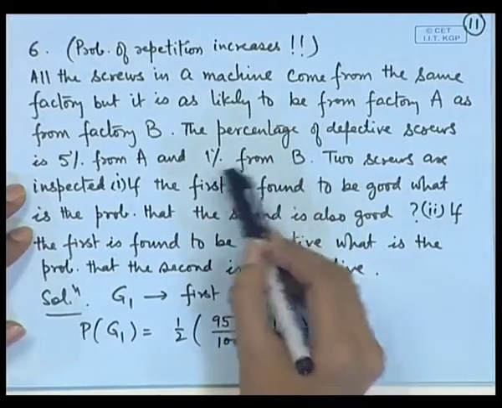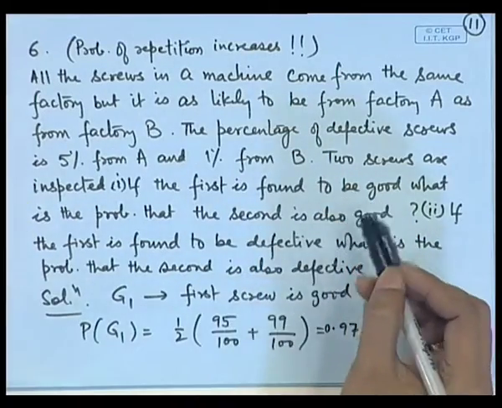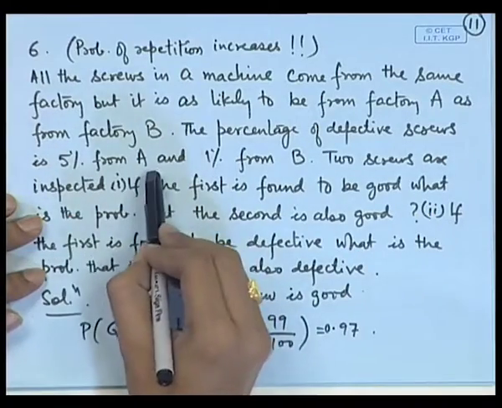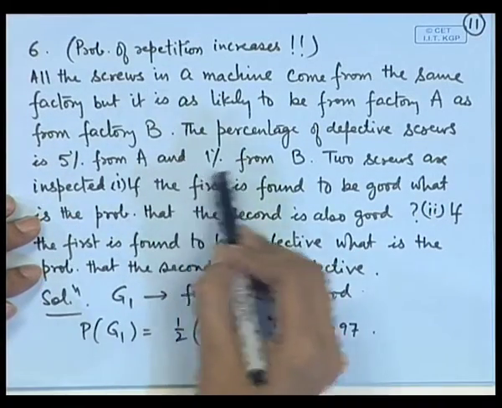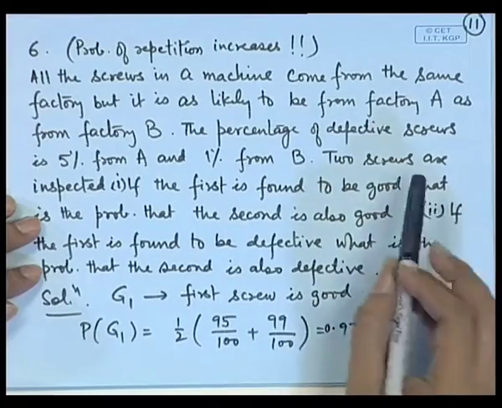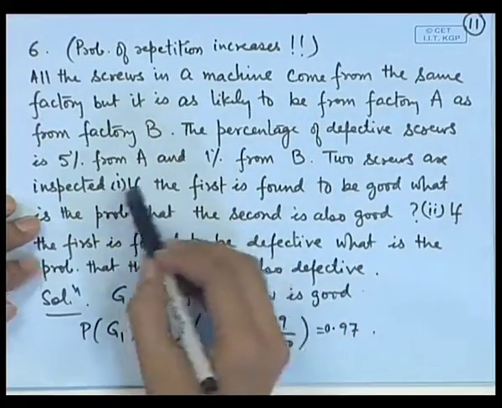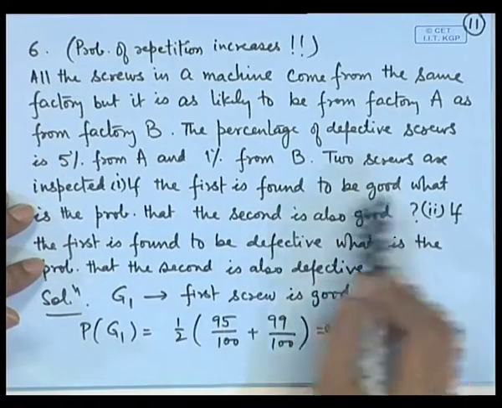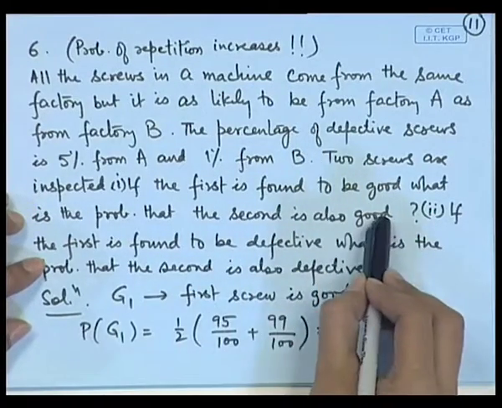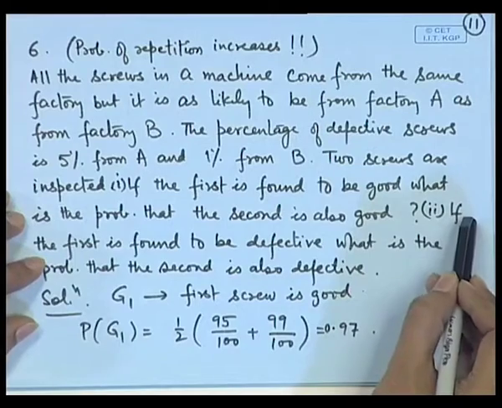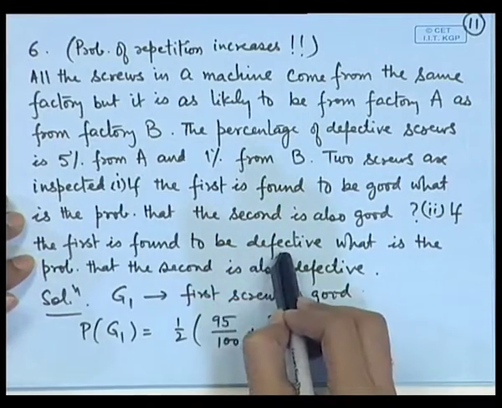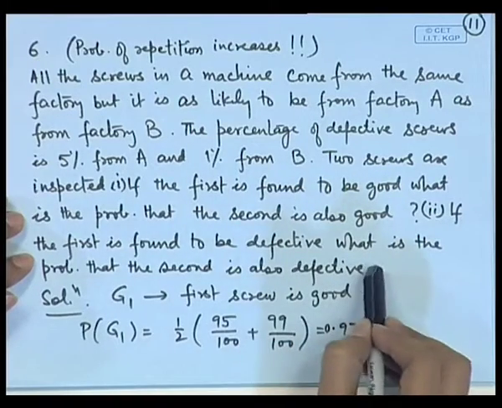Now, in both the factories, some of the screws may be defective. The percentage of defective screws is 5% from factory A and 1% from factory B. Two screws are inspected one by one. If the first screw is found to be good, what is the probability that the second is also good? I am looking at it in the reverse way also. If the first screw which is inspected is found to be defective, what is the probability that the second is also defective?